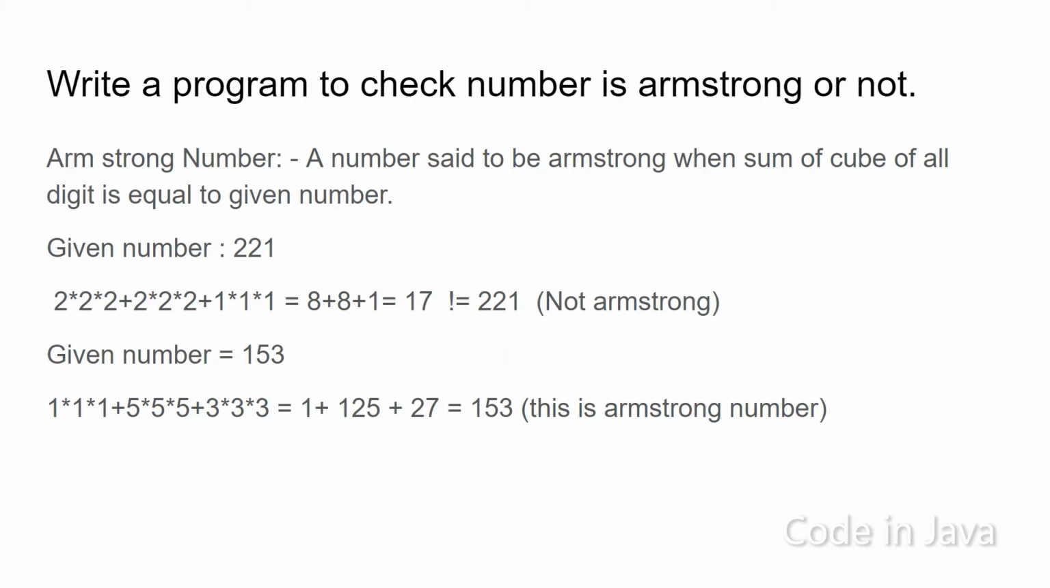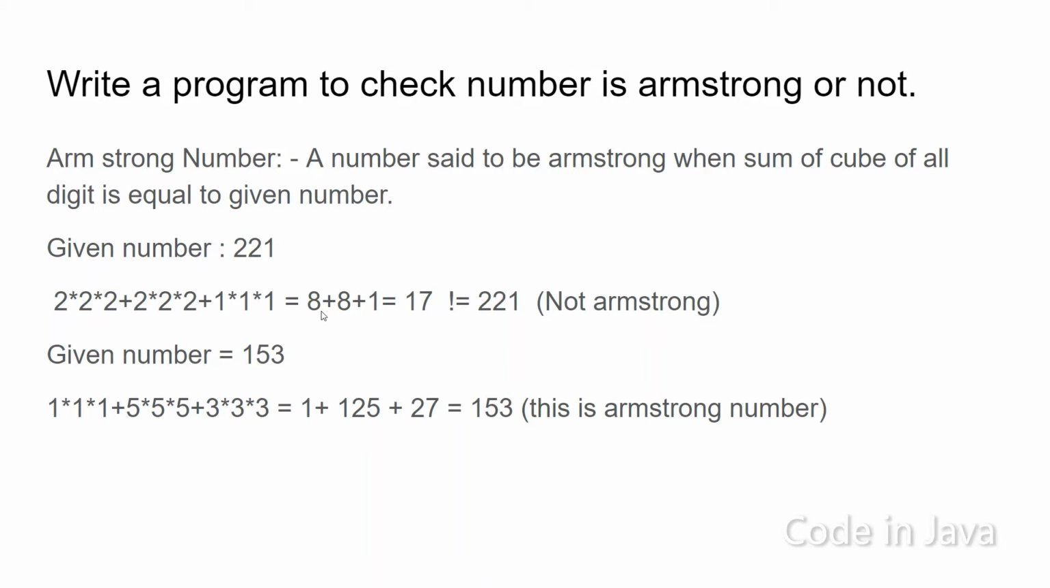So the given number is 221. We will find the cube of 2, the cube of 2 and the cube of 1, and we will add them. If the sum is equal to 221, it means the given number 221 is Armstrong. So let's check first. We have written the cube of 2 plus the cube of 2, and the cube of 1.